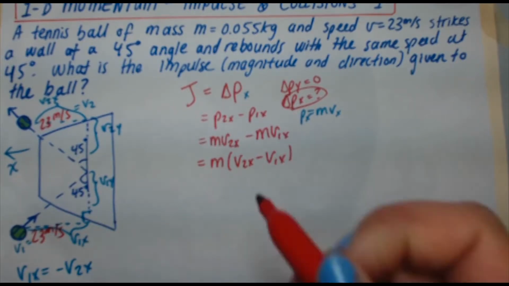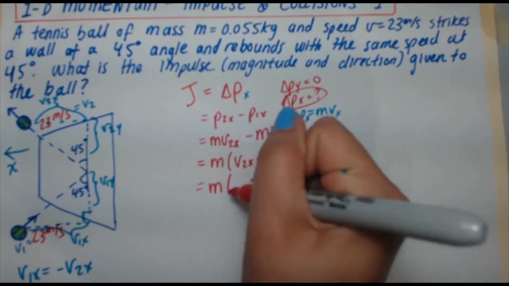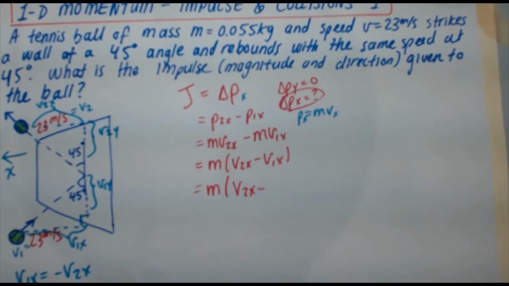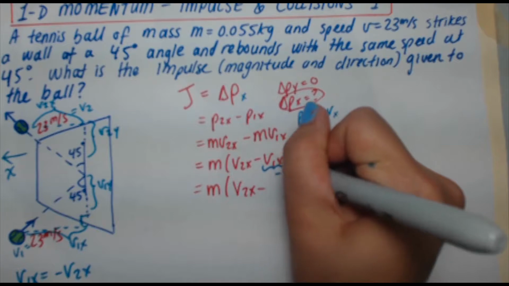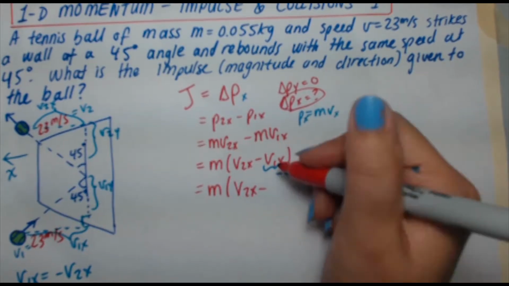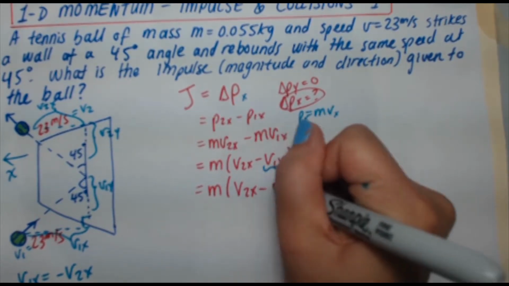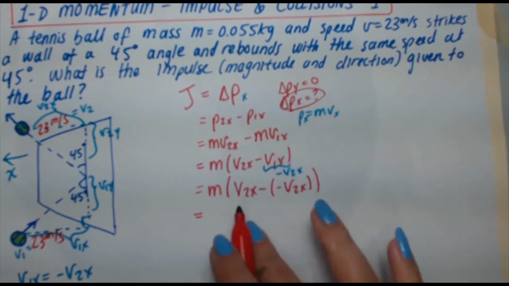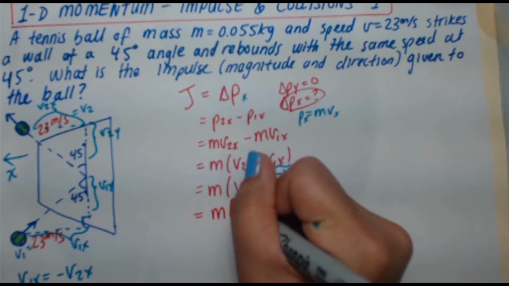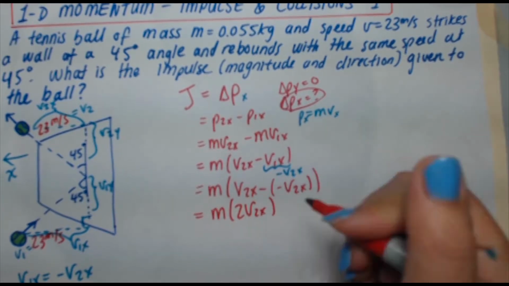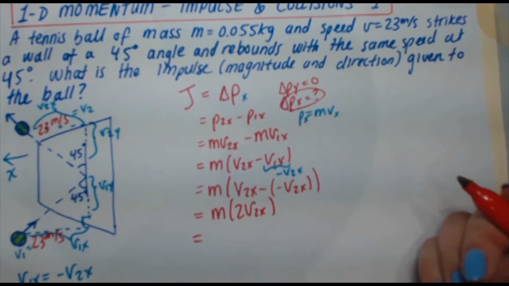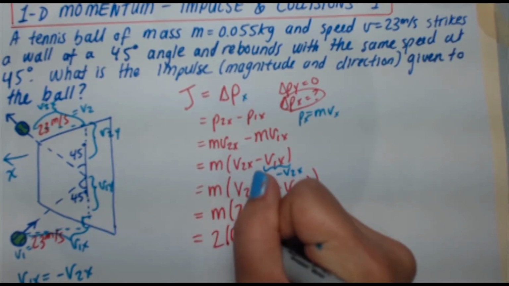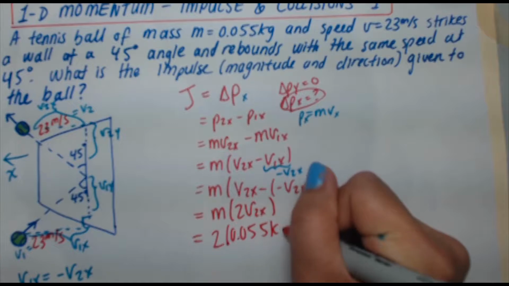So over here in our expression, once we've isolated for the mass, you can say v2x minus, and for v1x, you simply substitute negative v2x. So if you have two minuses, you get a plus. So v2x minus negative v2x, you get positive 2v2x. So m 2v2x, at this point you just plug in your numbers. So your mass, bring out the 2 to the front. The mass is going to be 0.055 kilograms.